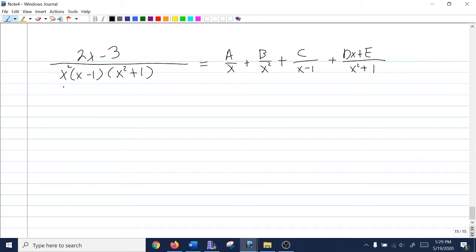If I FOILed out the bottom, x squared times x cubed would be an x to the 5th, which is the biggest power on bottom. That checks out. The degree of the bottom matches the number of letters on top. I think we're doing this right.